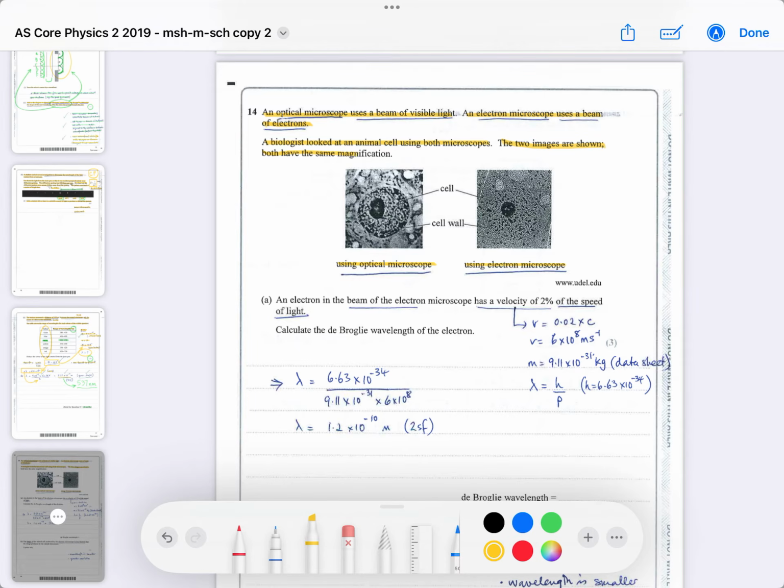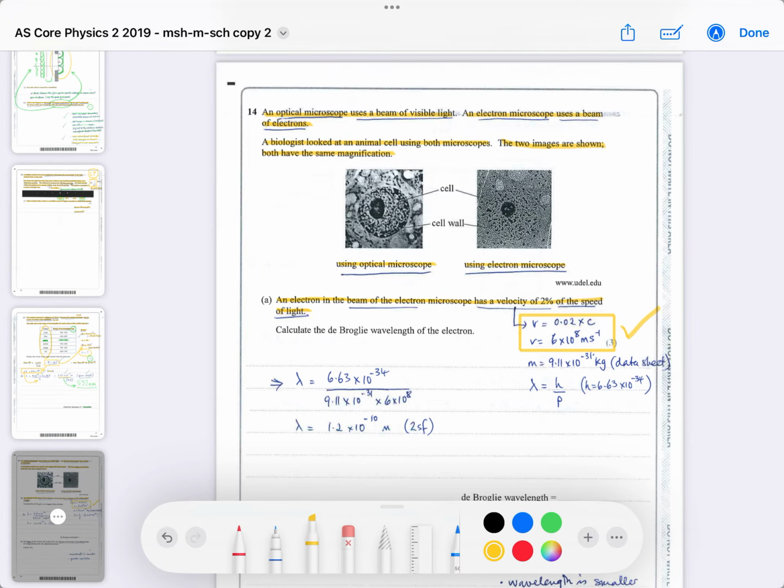Both have the same magnification. Okay, that's interesting. So it says an electron in the beam of electron microscope has a velocity which is 2% the speed of light. Okay, they've given you that. So we know velocity, you can work out 0.02 c will give you a velocity of 6 times 10 to the 8 meters per second. So maybe that gives you a mark, I haven't checked.